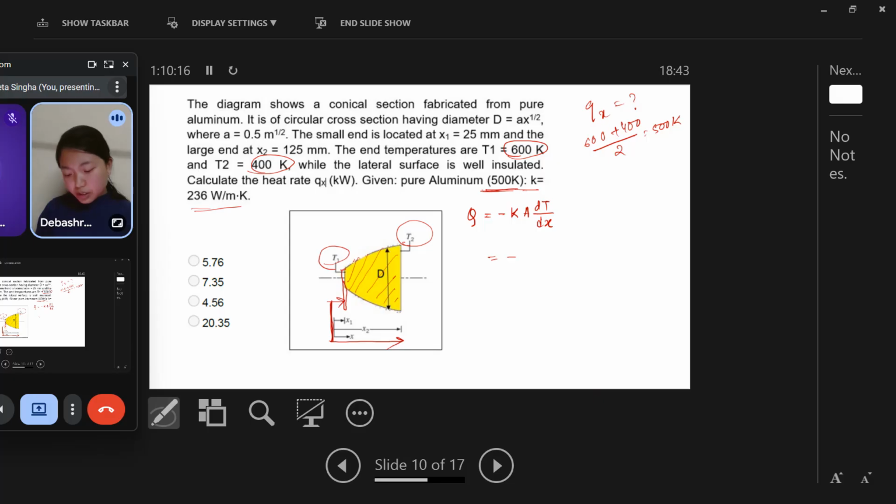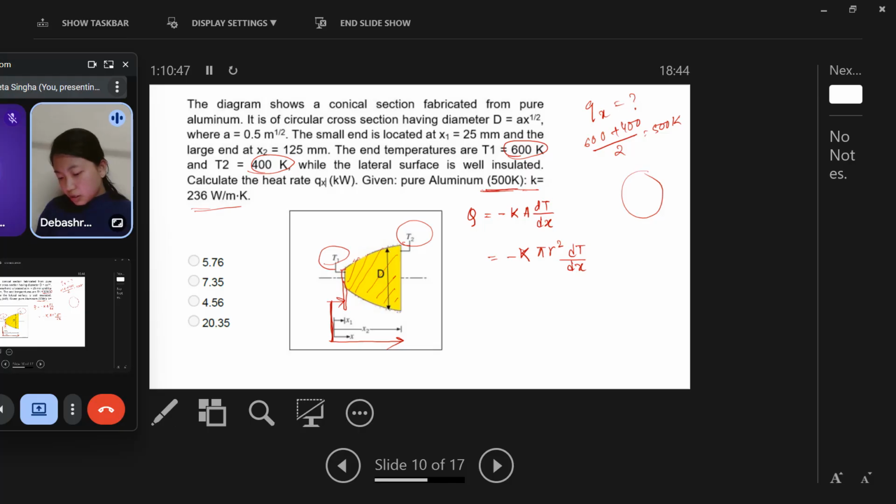And here the variable is again A. And why A? Because at different values of x, the area is changing or the radius is changing. So A is just a circular section, so it is given by pi r square, right? Pi r square dt dx.